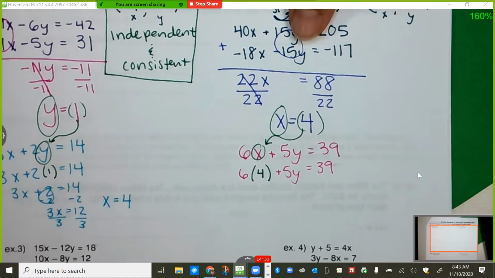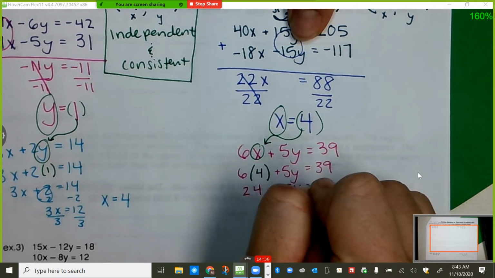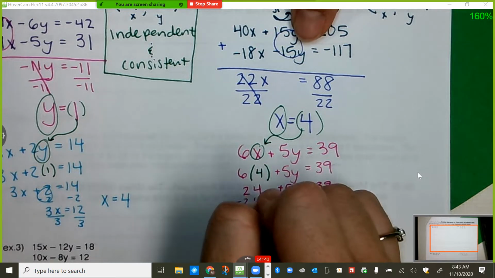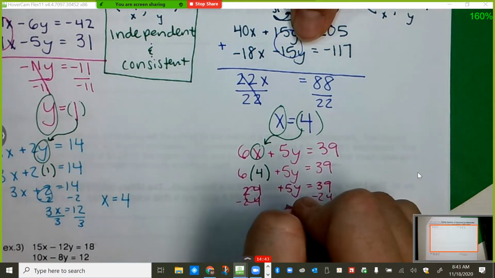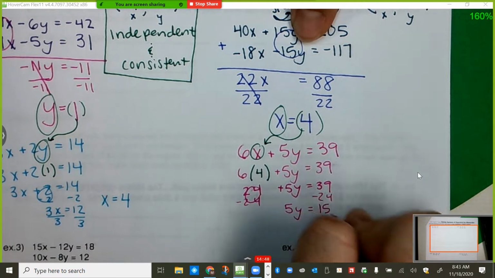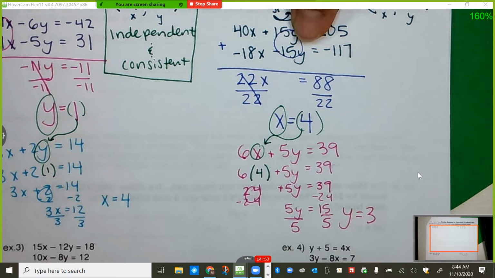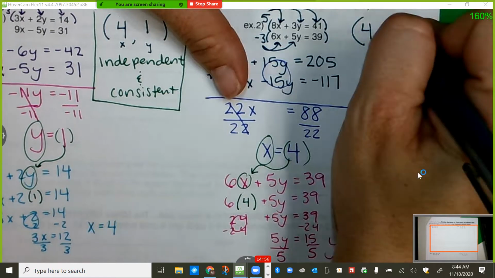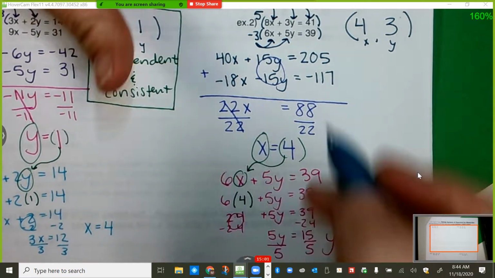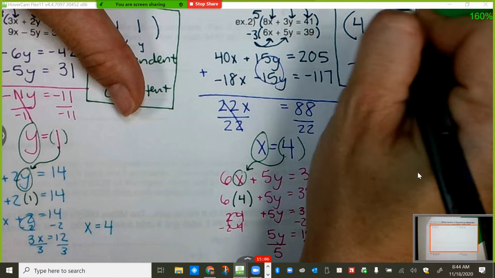What's 6 times 4? Now what? Subtract 24 from both sides, and I get 5y equals what? Divide both sides by 5, and I get y equals 3. So my solution is 4, 3. Again, this is independent and consistent. I'm not going to write it out this time. I wrote it out the first time just to remind you what it stands for.